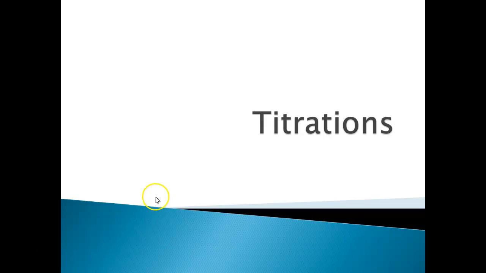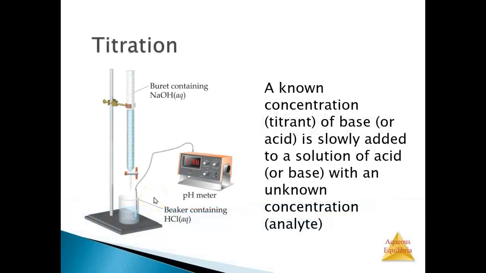So when I'm doing a titration, remember that a known concentration, that is my titrant, of in this case a strong base, is going to be slowly added to a solution with an unknown concentration. And that unknown concentration is going to be my analyte. So my titrant is the one that I know. That is usually going to be in the burette. It's not always, but oftentimes is. And my analyte is what I'm trying to analyze, my unknown concentration.